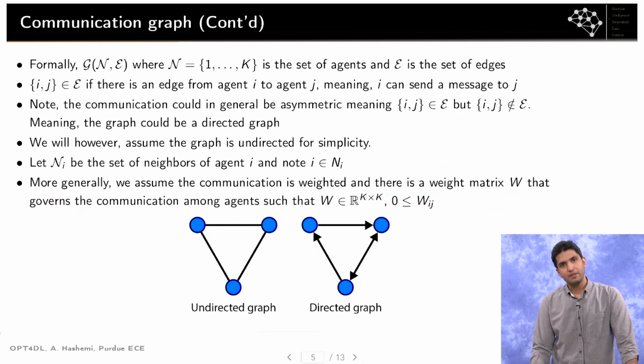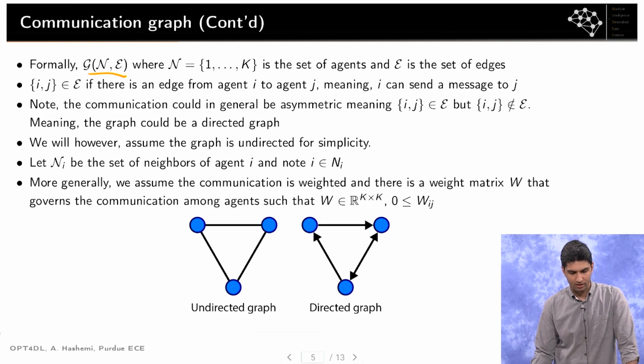All right. So let's be a little bit more formal. By communication graph, we are talking about a graph. A graph should have a set of nodes and a set of edges. The set of nodes is easy. It's n from 1 to capital K. It's basically the set of all agents. Each agent is acting as a node in the graph. And E is the set of all edges.